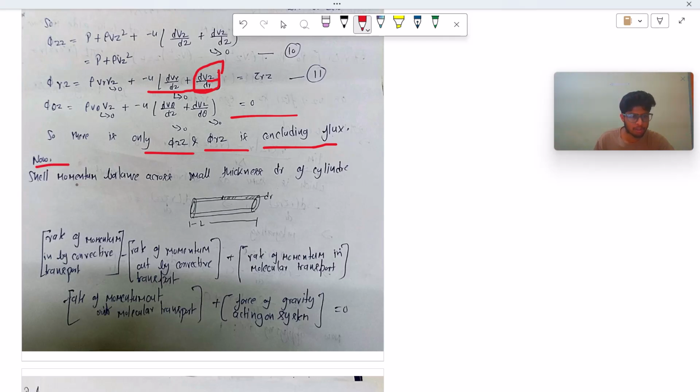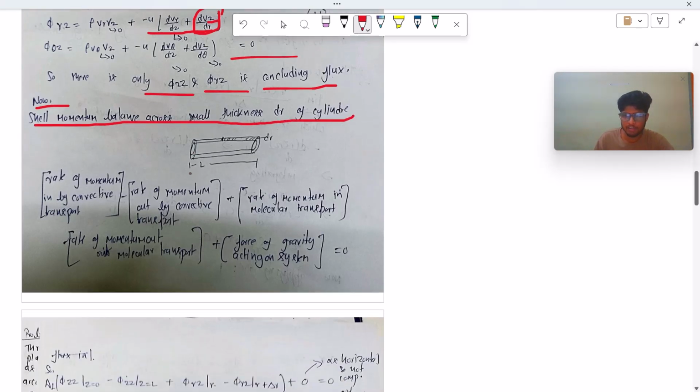So coming to the next part, the shell momentum balance across a small thickness dr of the cylinder. We take a small thickness dr of a cylinder which has a length L and a thickness dr.